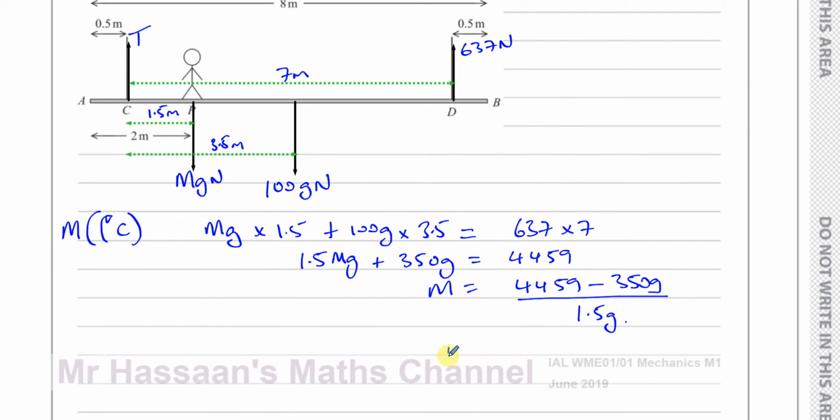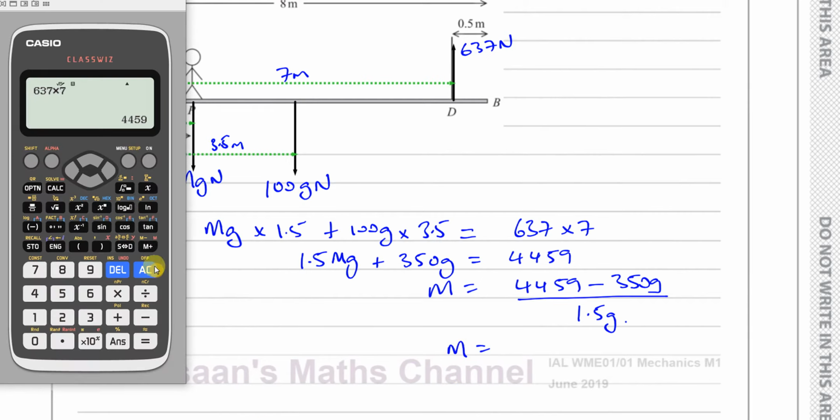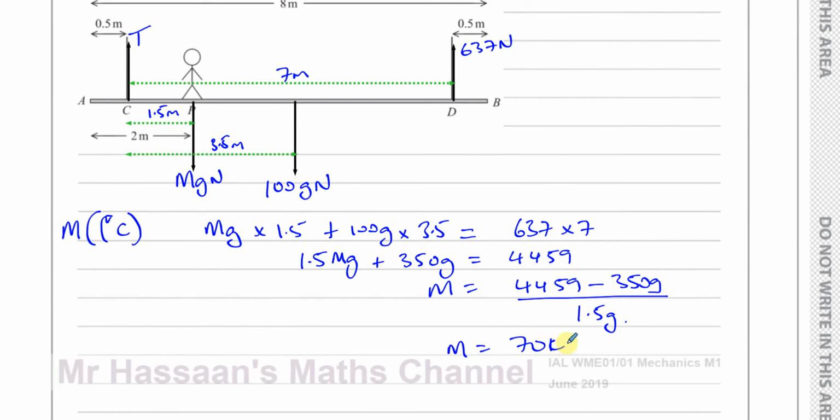So my m is going to be given by, we know that g is 9.8, so I'll just do this: 4,459 minus 350 times 9.8, divided by 1.5 times 9.8, and that gives us 70. So m is equal to 70 kilograms. So m is 70 basically.